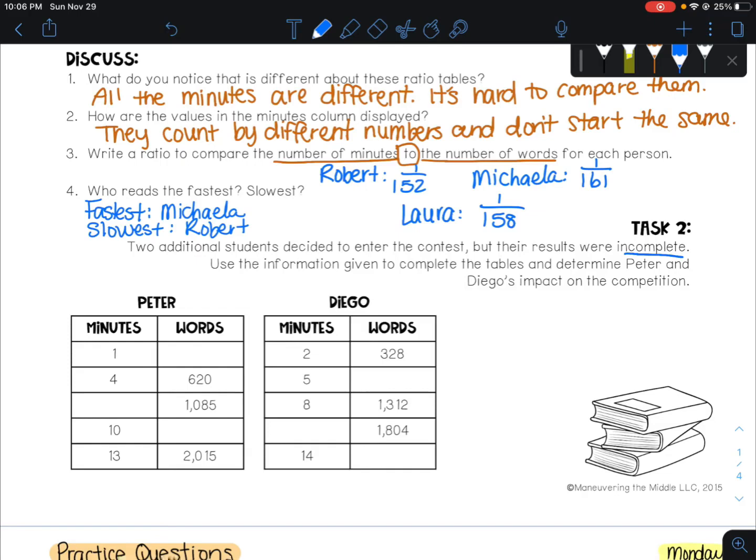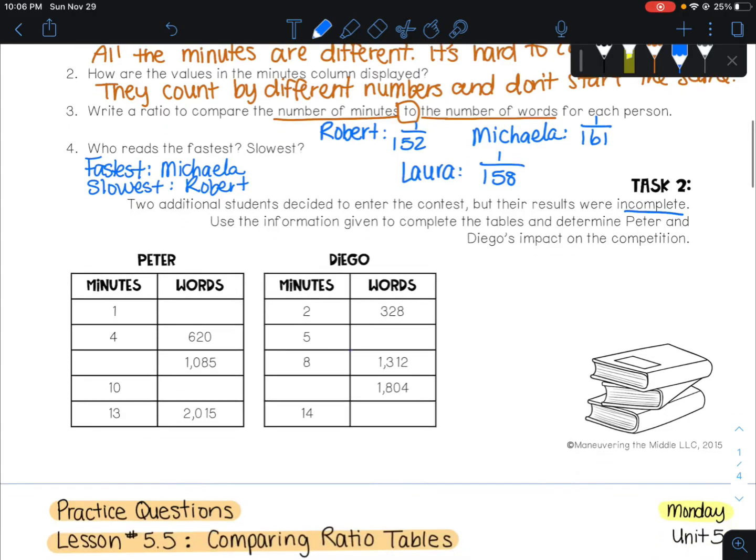Use the information given in the tables to complete the tables and determine Peter and Diego's impact on the competition. So basically, we have to figure out how to fill in all these empty spots. So I'm going to do the same thing I did before and just pick one line, the smallest numbers that are there, and simplify it to get the ratio.